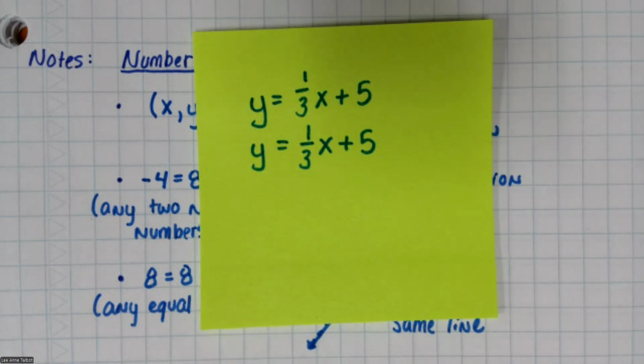Guys, those are supposed to be infinite solutions, same line. That's why the right ones are on the infinite solutions, same line.